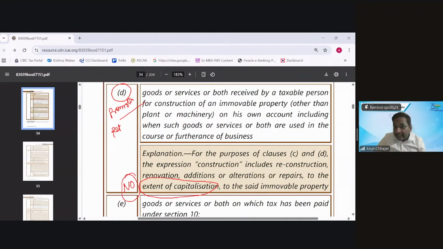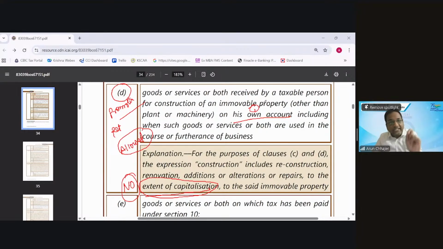So what is the point here? There are 2 exceptions. The first is whether the building is being constructed on my own account or for further sale. Answer is further sale. Second, whether I will do the capitalization. Answer is no. So according to 17.5(d), ITC is allowed to the promoter developer, no problem. But I told you that ITC is not available.